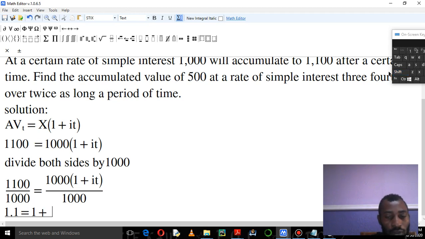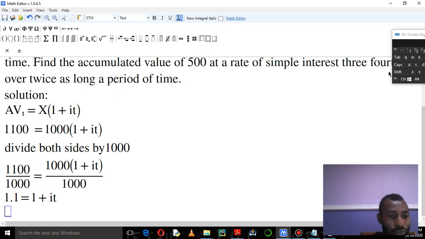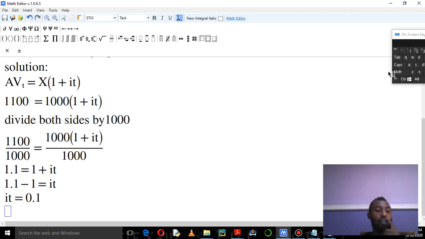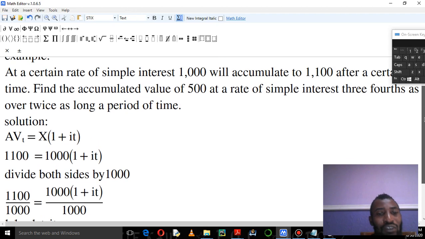1 plus IT. Do you understand? So 1.1 minus 1 equals IT. So our IT is equal to 1.1 minus 1, which will give us 0.1. So this is our IT now. Our IT is 0.1. So we've gotten our IT. We can move to the next phase of the question.